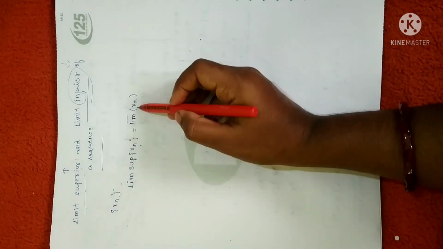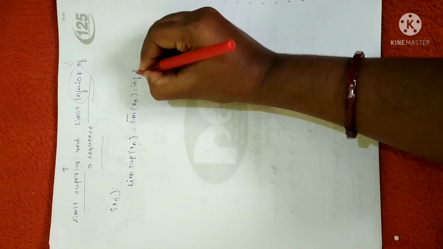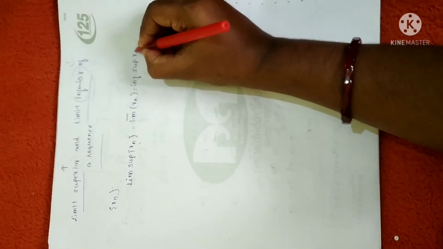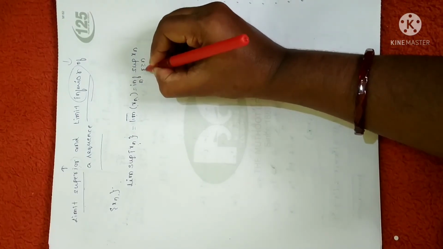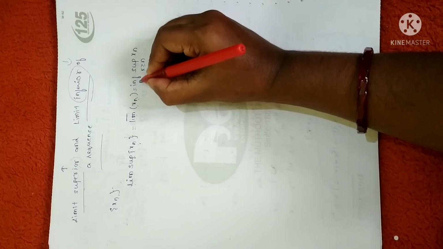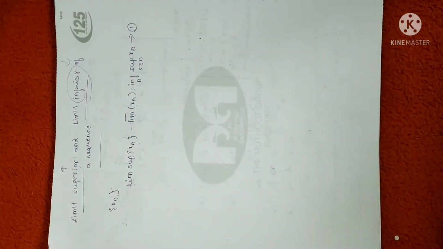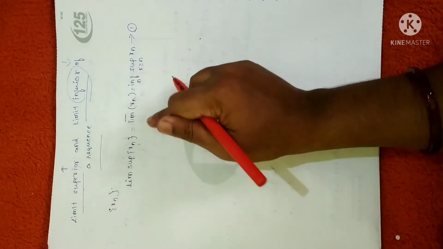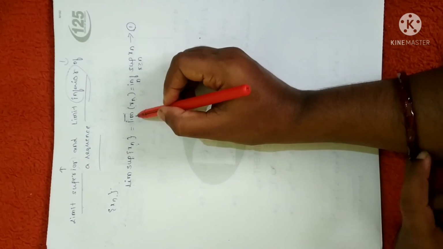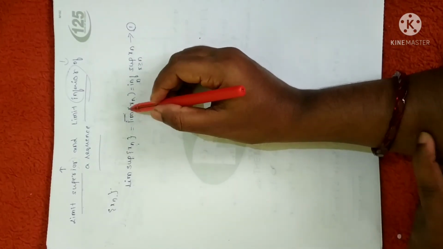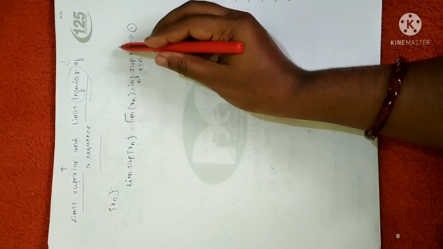That is limit supremum value of xn or limit superior value of xn. So both representations are the same, and it is defined as infimum taken over n of supremum of xn, with supremum taken over all the values of k greater than or equal to n. Let me take this as equation 1. This is the definition you have to remember. Whenever I have limit supremum value, you can write this as infimum of supremum of xn. So you need to remember this definition.